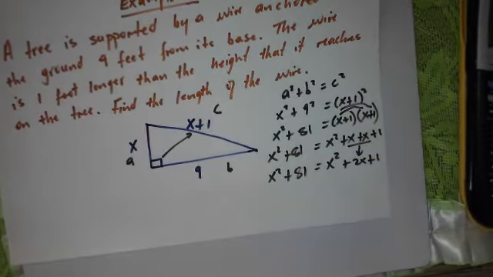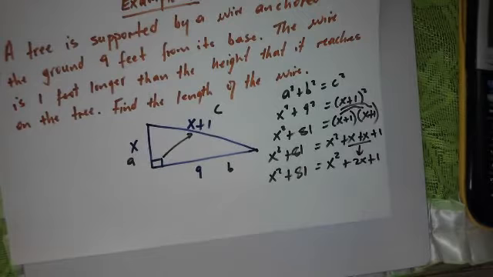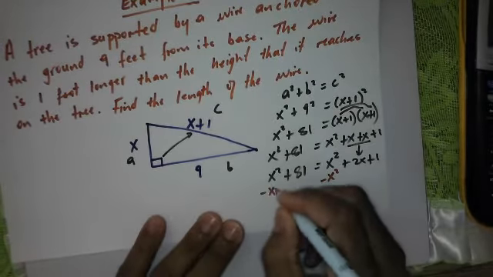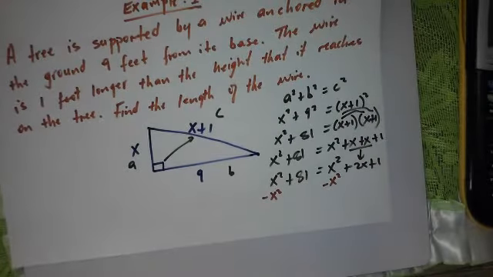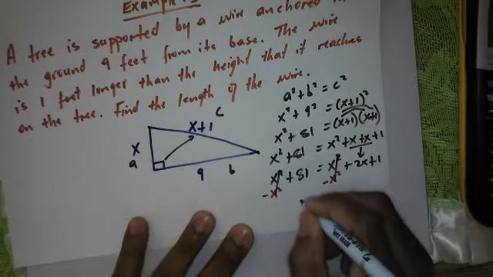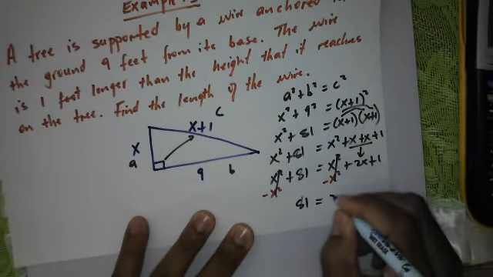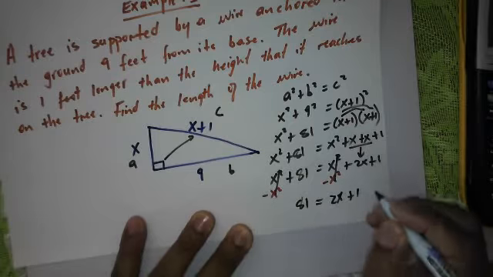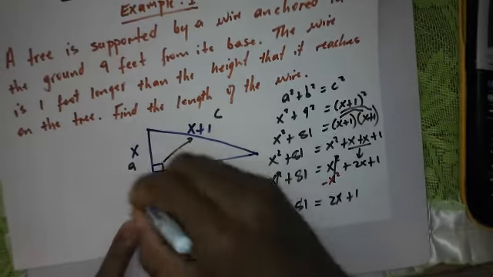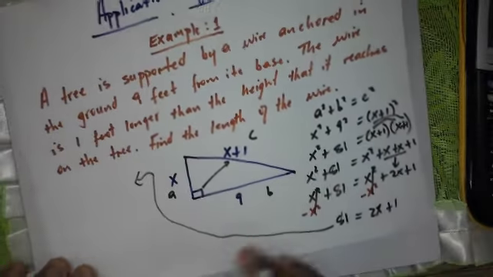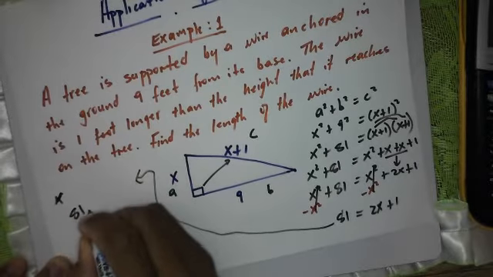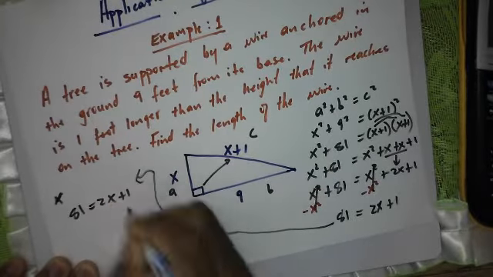Now, I want all my x squares to be on one side. So I could subtract this x squared, and I would subtract it here as well to maintain the balance. Okay? So this would cancel, and this would cancel as well. So I would have 81 equals 2x plus 1. Okay? Now, in solving this, let's take it over here. So what we have is 81 equals 2x plus 1.